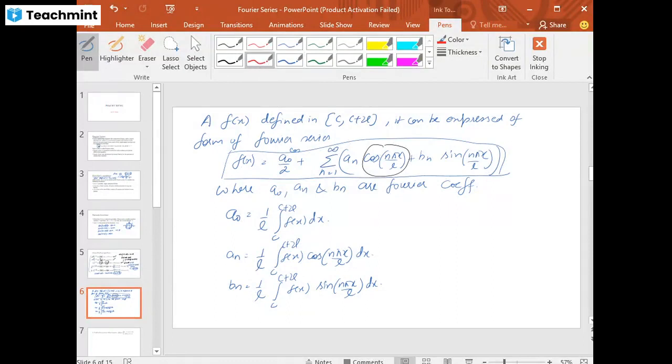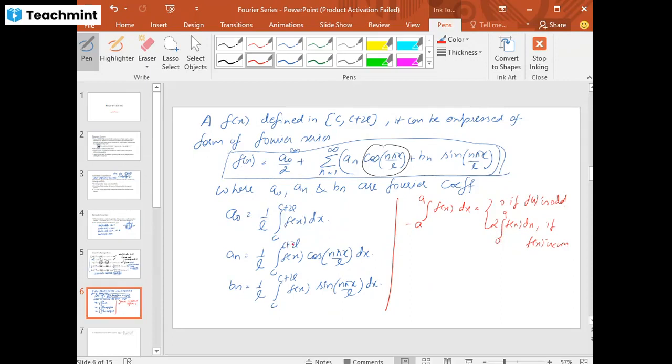So here we get one more important thing. Because we have a property of integration that the integral from minus a to a of f of x dx is equal to 0 if f of x is an odd function, and its value is 2 times the integral from 0 to a of f of x dx if your function f of x is an even function.